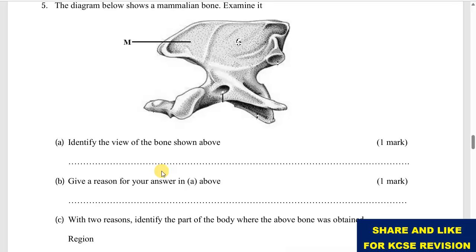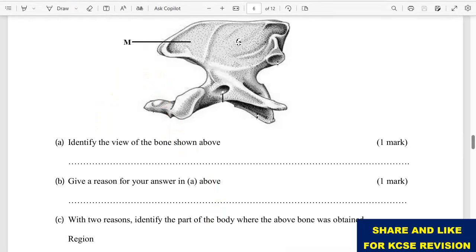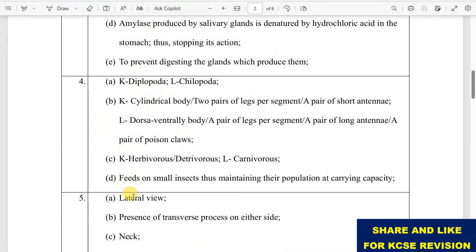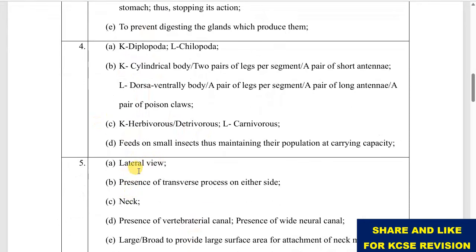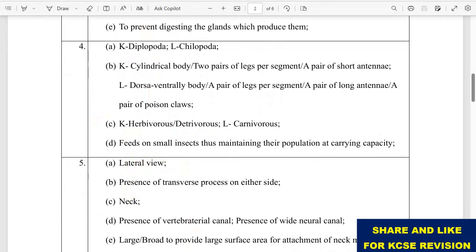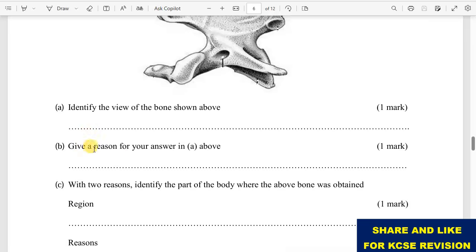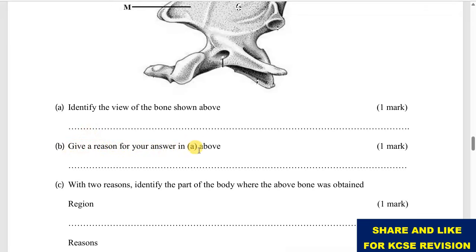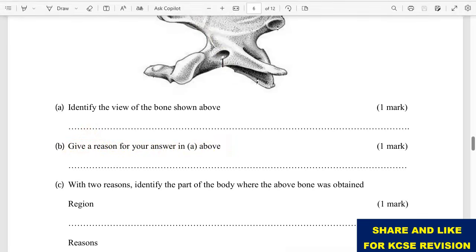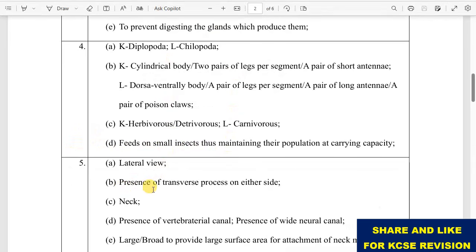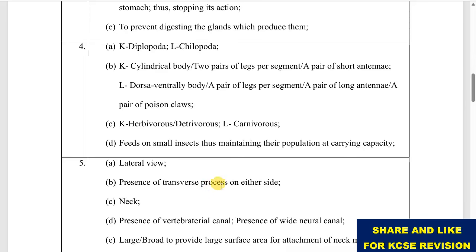The diagram represents a mammalian bone. Examine it. Identify the view of the bone shown above. It is a lateral view. Give a reason for your answer. Presence of transverse process on either side.